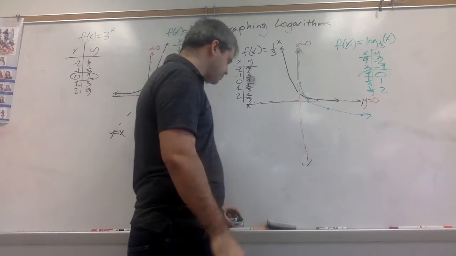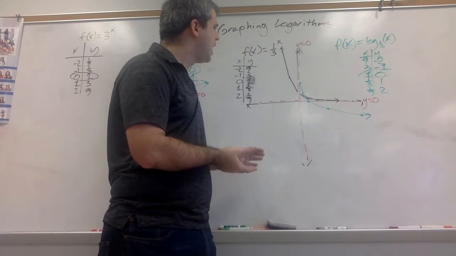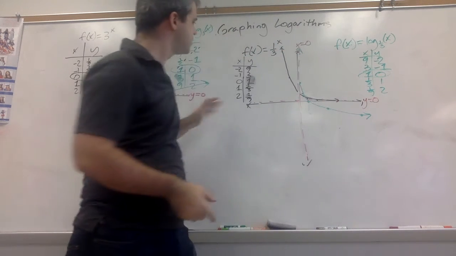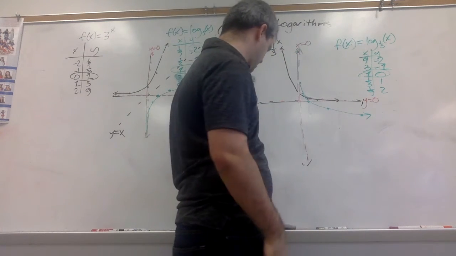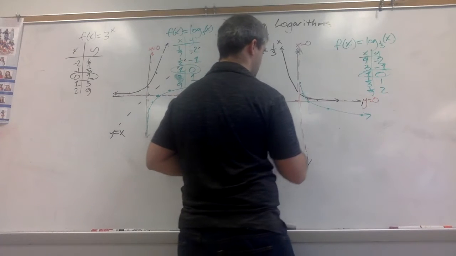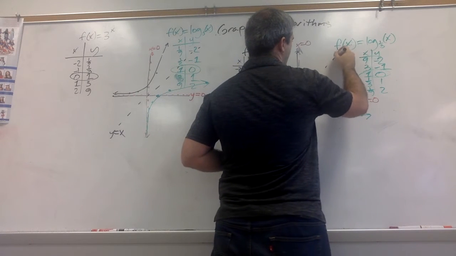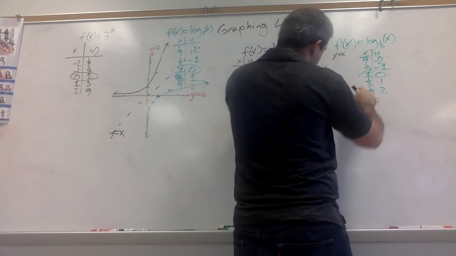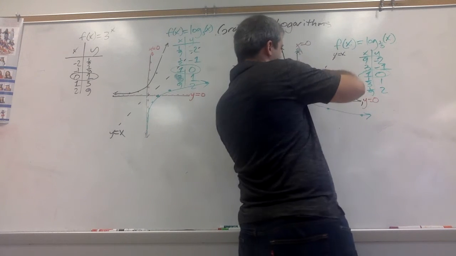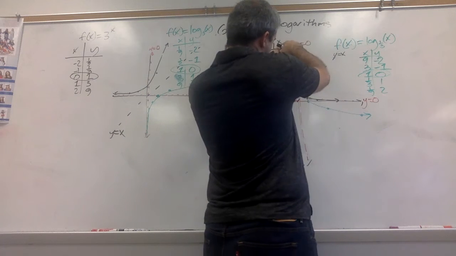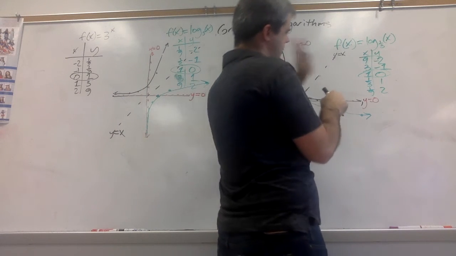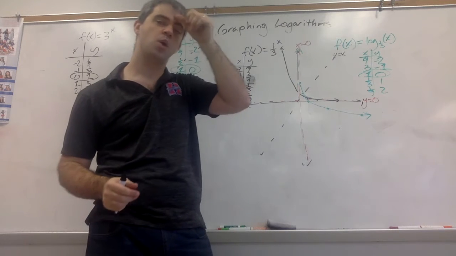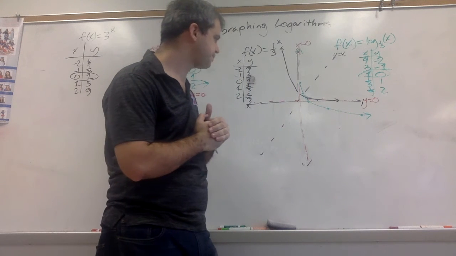All right. It looks a little bit different than this, but it's still mirroring over that line y equals x. If you can't see it, this part right here, if you reflect it, becomes this part right here. This part right here, if you reflect it, becomes this part right here. So they're still reflections of each other.